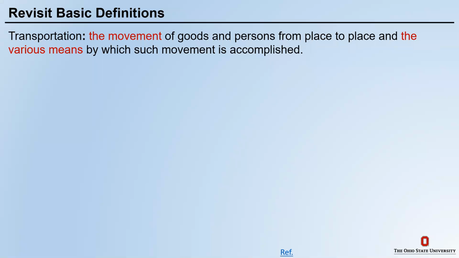Firstly, I want to revisit some basic definitions and concepts introduced in the last lecture. The first one, of course, transportation. It's the movement of goods and persons from place to place and various means by which such movement is accomplished. That's the definition of transportation.